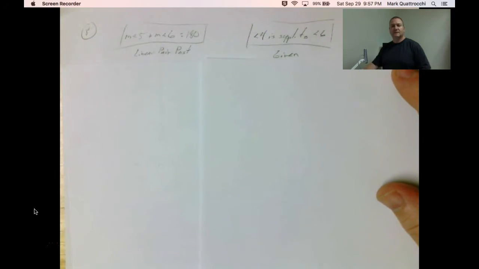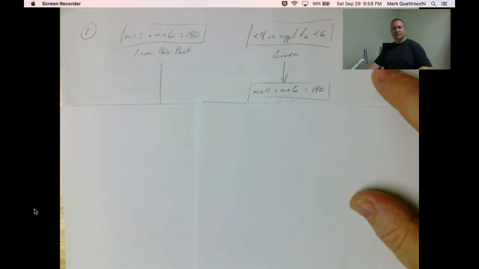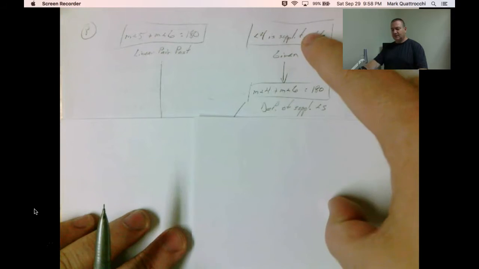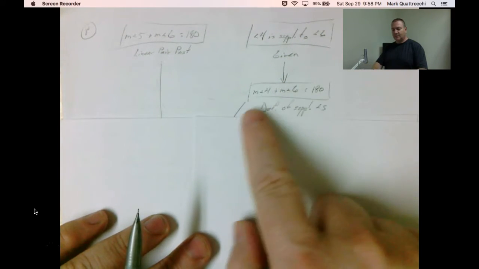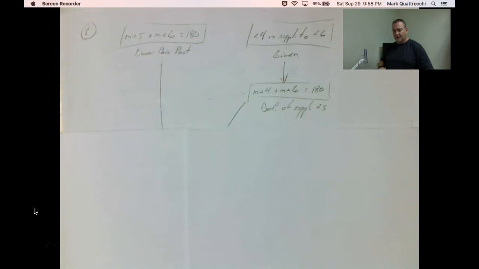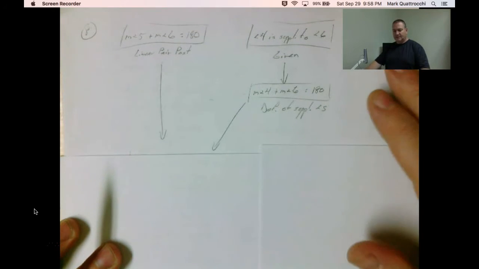What else do we know? Well, angle 4 is supplementary to angle 6. That's given information. What does that mean? That means measure of angle 4 plus the measure of angle 6 equals 180 degrees. How do I know that? Definition of supplementary angles. So this statement leads into this statement. But notice now I'm starting two arrows coming out of these two statements, and those arrows are coming together down here in this statement.